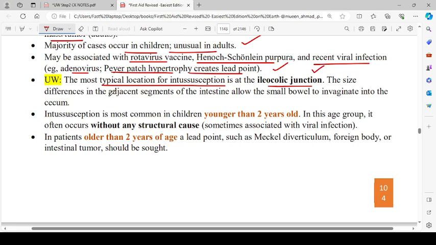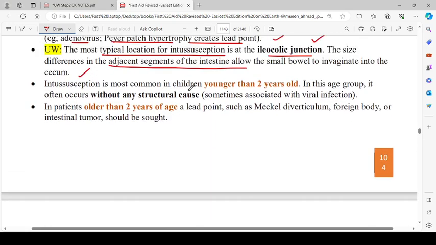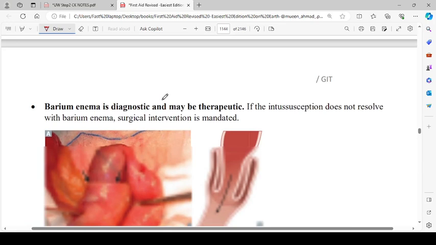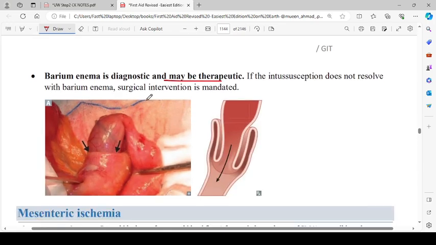The size differences in the adjacent segments of the intestine allow the small bowel to invaginate into the cecum. Intussusception is most common in children younger than 2 years old. In this age group, it can occur without any structural cause, sometimes associated with a viral infection. In patients older than 2 years of age, a lead point such as Meckel diverticulum, foreign body, or intestinal tumor should be sought. Then barium enema is diagnostic and may be therapeutic. If the intussusception does not resolve with the barium enema, surgical intervention is mandated.